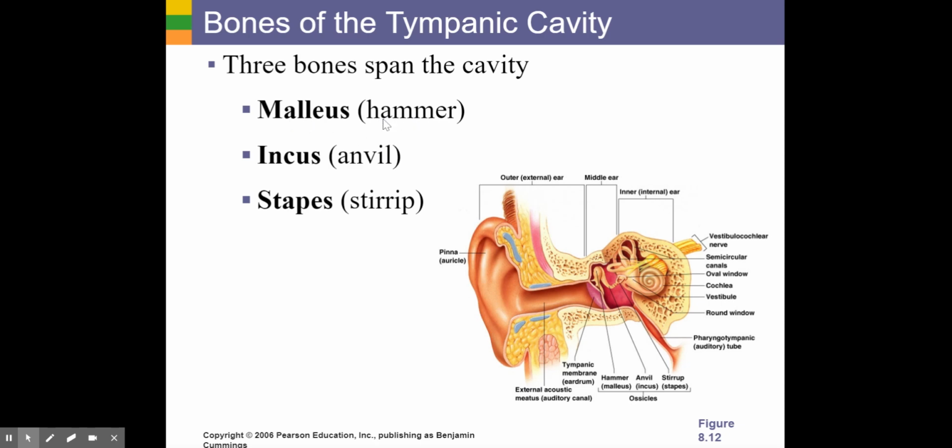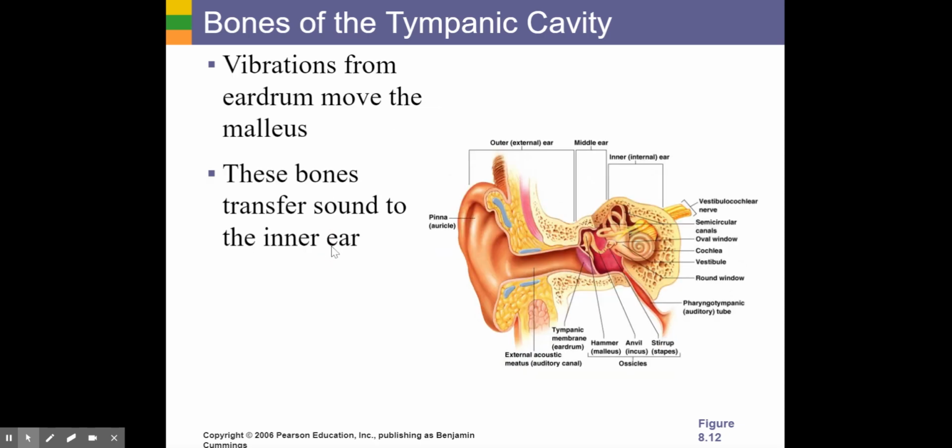The malleus looks like a hammer. It's stationed up against the eardrum. The incus, or the anvil, is the next one. It looks like a basic anvil you would see in a blacksmith shop. And then the stapes, or what's called the stirrup, looks like an actual stirrup on the saddle of a horse. That rests right there against the oval window on the inside of the ear.